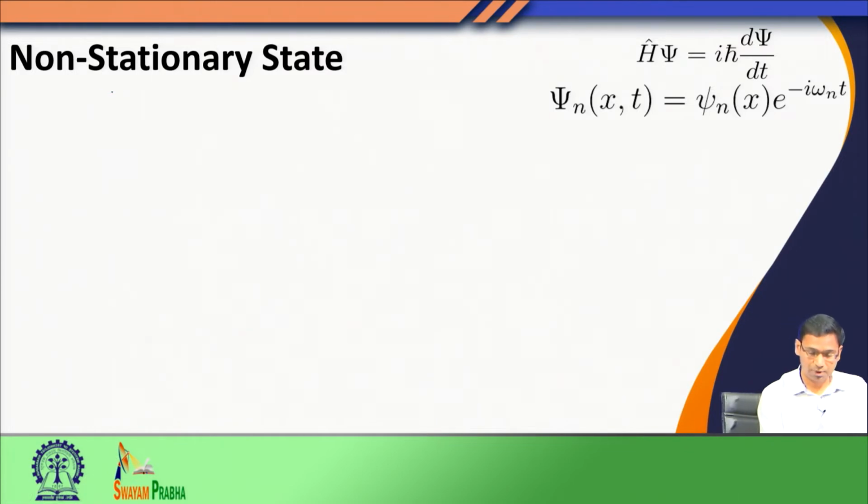We obtain the stationary state when the spatial part of the wave function is an eigenfunction of the Hamiltonian, and we obtained the non-stationary state when we discussed a state of the system that is not an eigenfunction of the Hamiltonian. In that case, this arbitrary function can be expressed as a linear combination of the eigenfunctions of the time independent Hamiltonian.